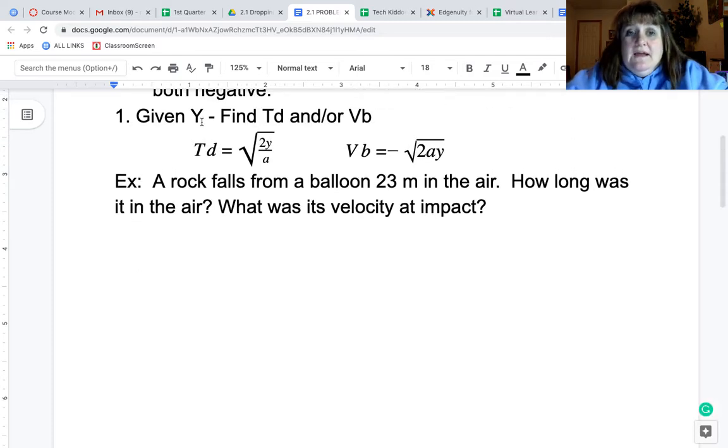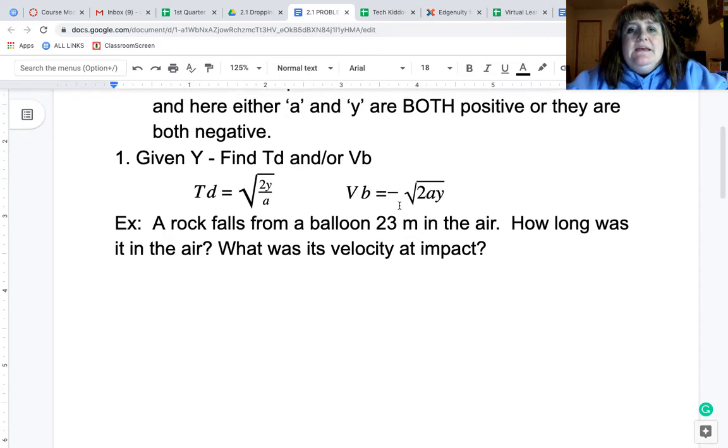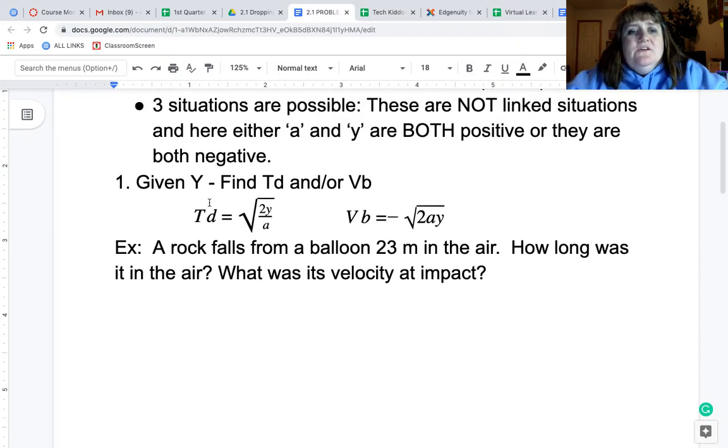Given y, right? That's the first problem type. Given y, find the time down and or velocity at the bottom. And this is what I mean by not linked. Notice that to find time down, I'm using y. Notice to find velocity at the bottom, I'm still just using y.